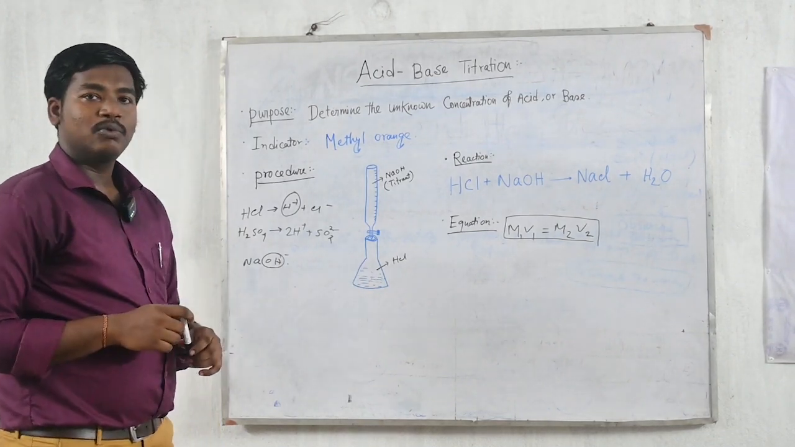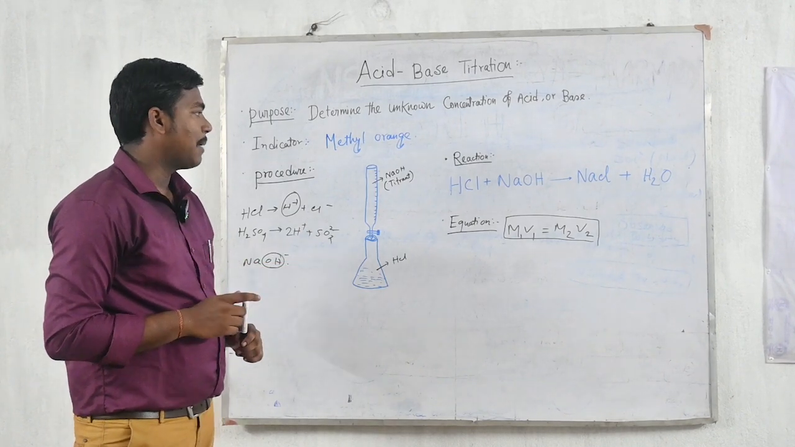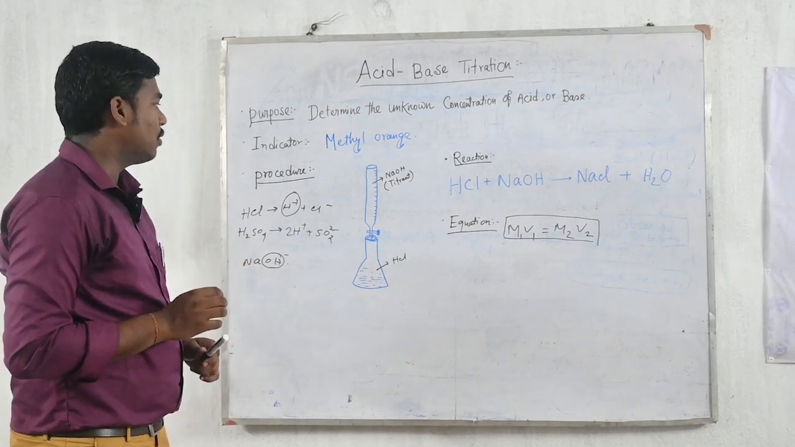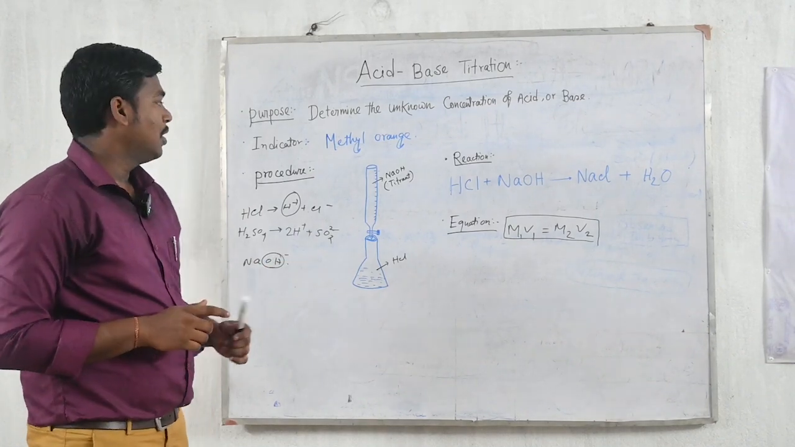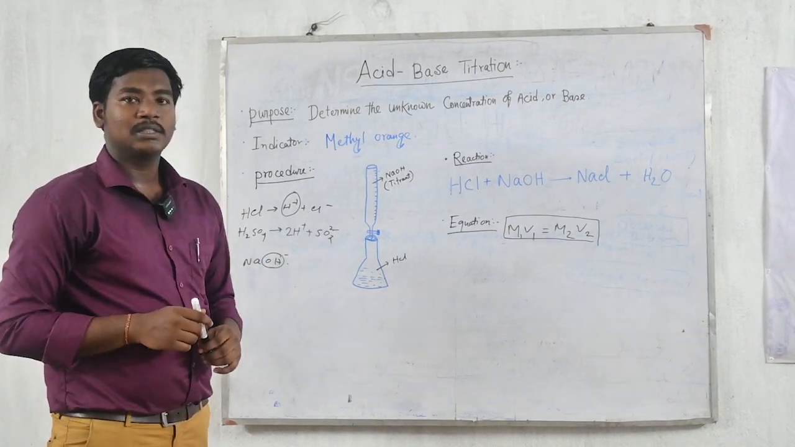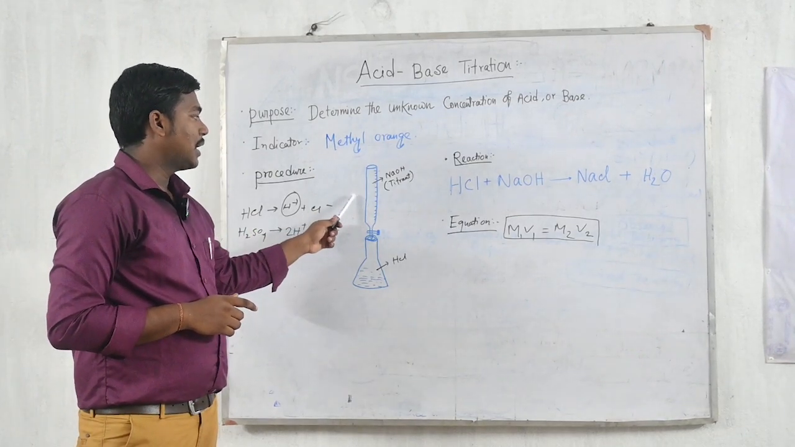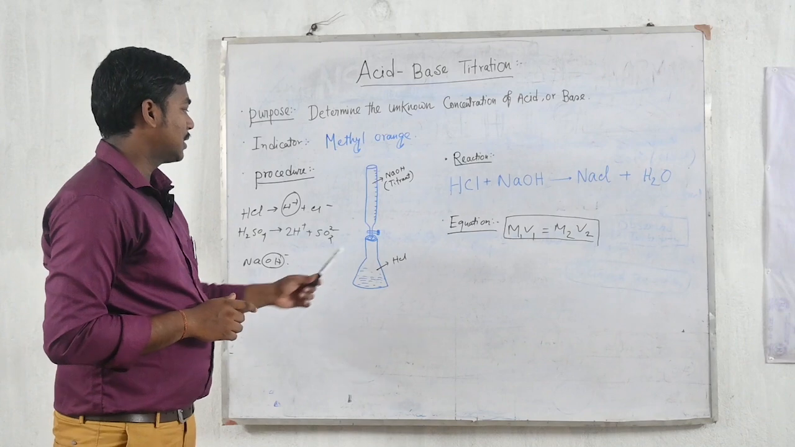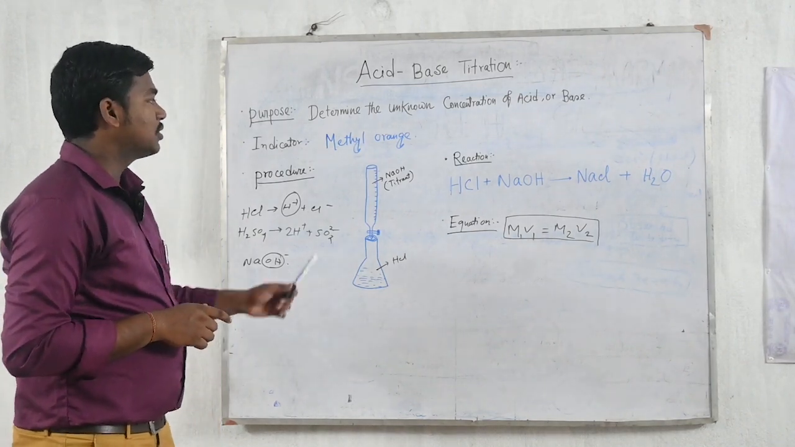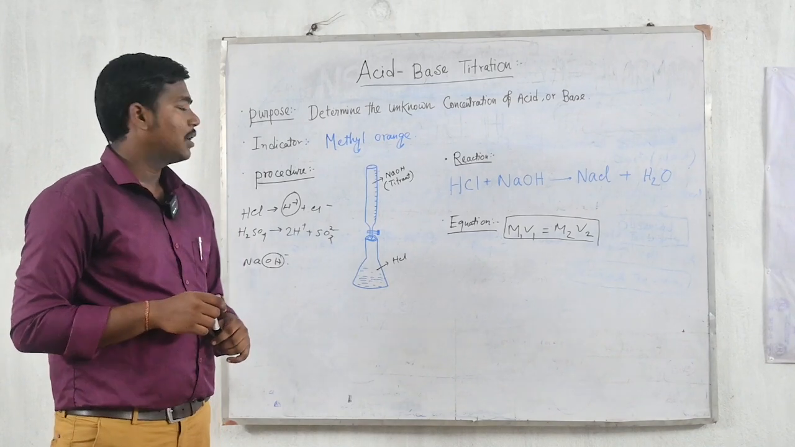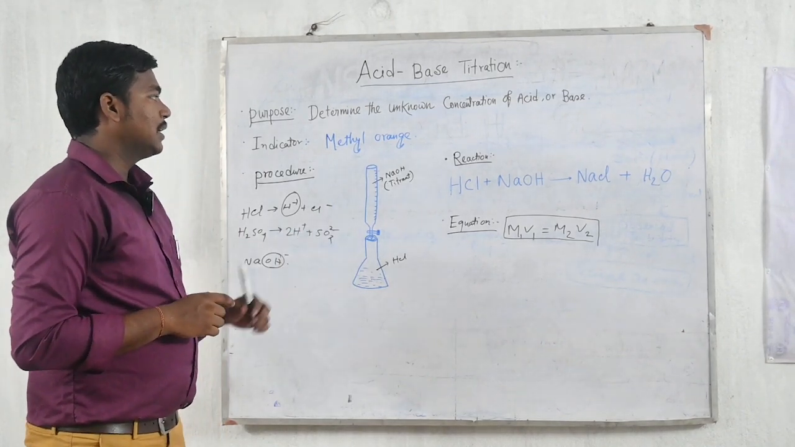So after some time we can see that the color change is very slow, and after a certain point by adding one drop the color change is constant. That means after addition of another drop the color doesn't change. We note down the point where the color is not changing anymore, and this process is continued 3 times, and after calculating the average we can find a value.